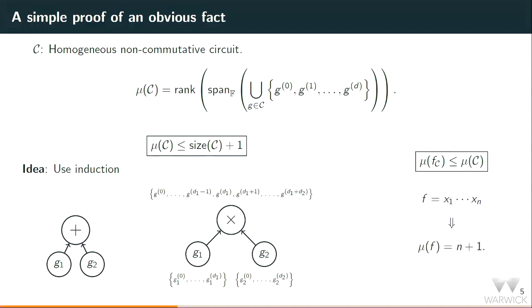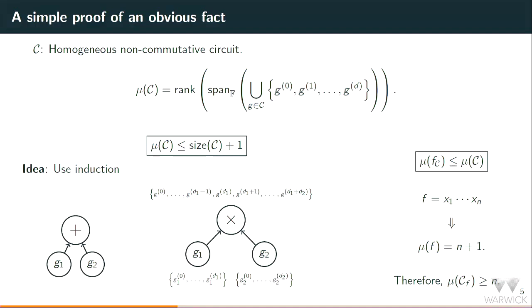And now if f is, for example, just x1 through xn, then it's easy to see that mu of f is n plus 1, because you have all possible x1, x2, x2, x3 and so on. And using the earlier thing, you get that mu of Cf is at least n. Now what does this say? It says that any homogeneous non-commutative circuit computing x1 through xn must have size n. Now that is obviously true because there are n variables and you have to see all the variables.